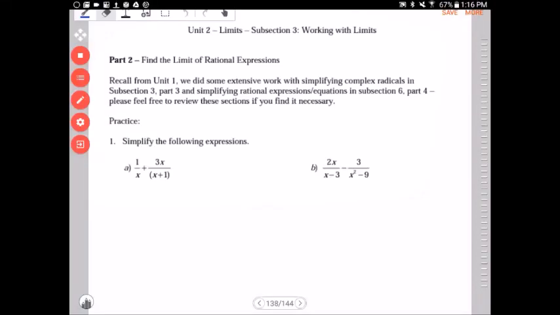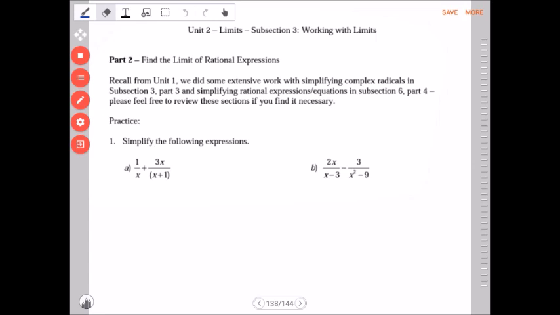Hello again. Unit 2 Limits, subsection 3, Working with Limits, Part 2. Find the limit of rational expressions. Recall from Unit 1, we did extensive work with simplifying complex radicals in subsection 3, Part 3, and simplifying rational expressions and equations in subsection 6, Part 4.